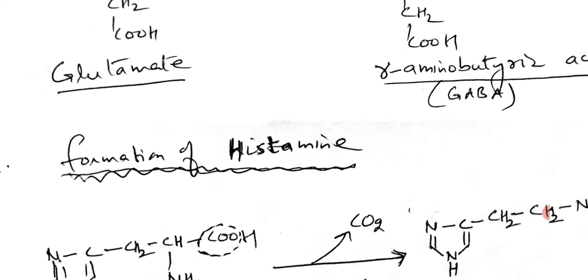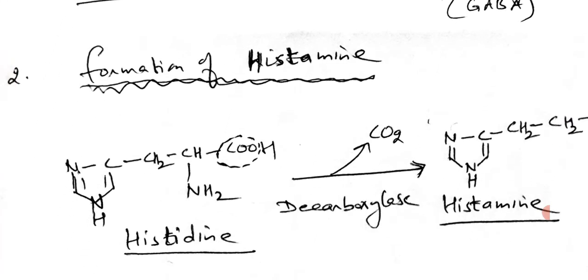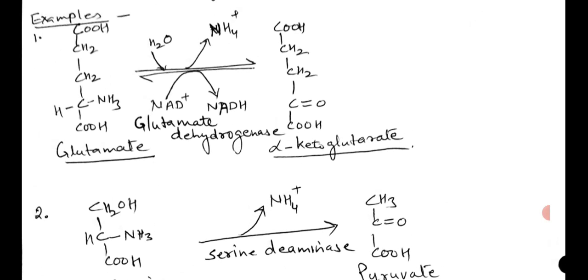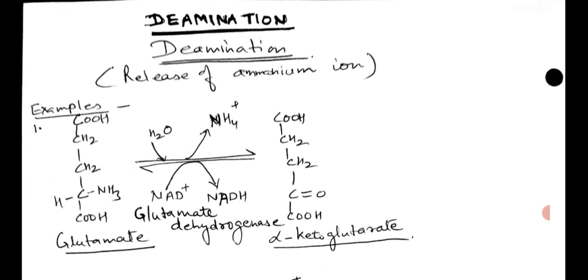Another example is the formation of histamine from the amino acid histidine. There is a removal of carbon dioxide, and the resultant product is known as histamine. So these are some of the examples of decarboxylation of amino acids. Then we have another type of reaction which is known as deamination. That is the removal of the amino group in the form of ammonium ion.